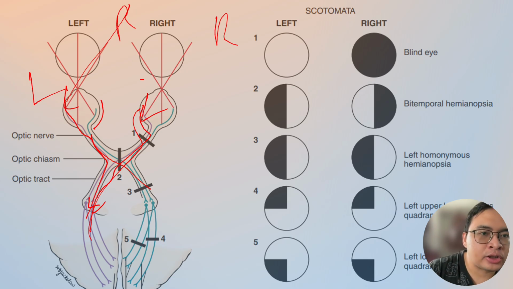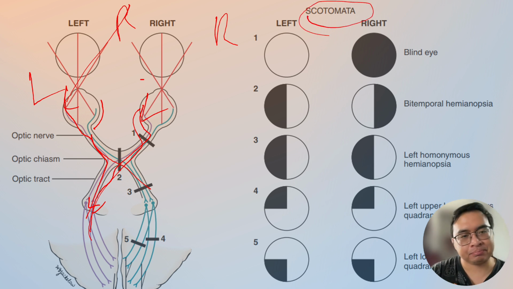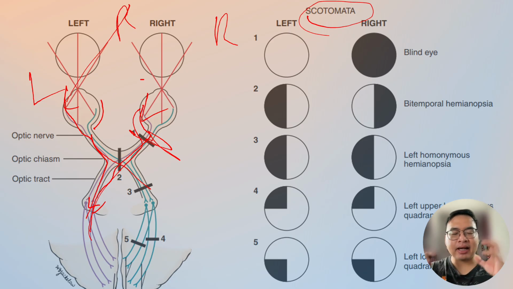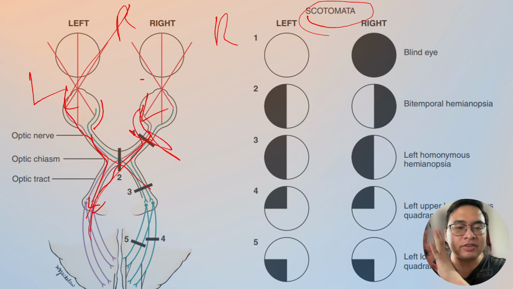Right? So, for example, let's look at the different types of field cuts, also known as blind spots or scotomata. If you have complete lack of vision in your right eye, then your problem is with the optic nerve on the right. Because the bundles coming from the right side of the eye are still together, right?